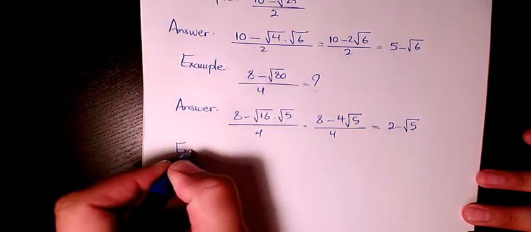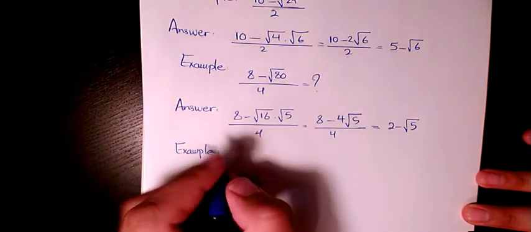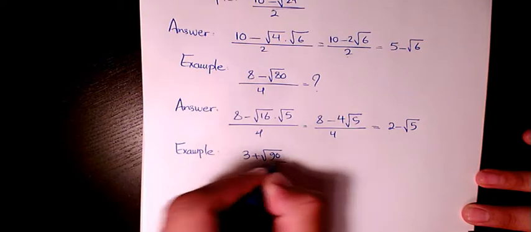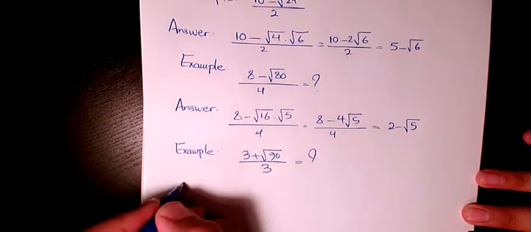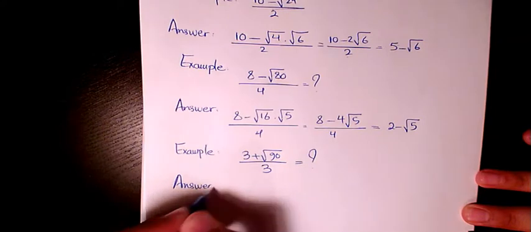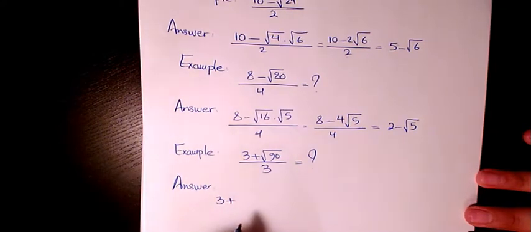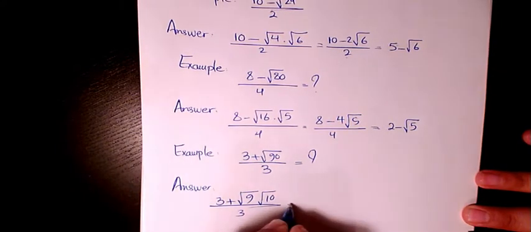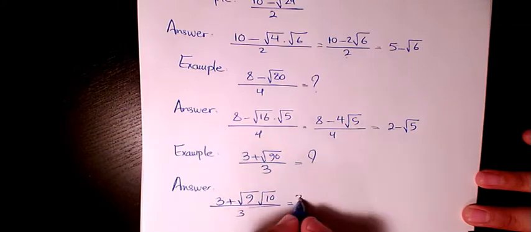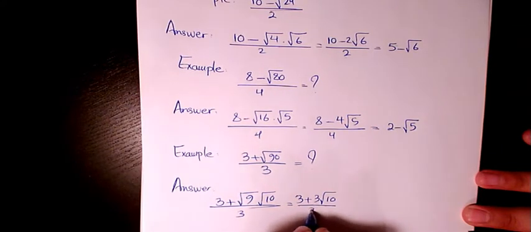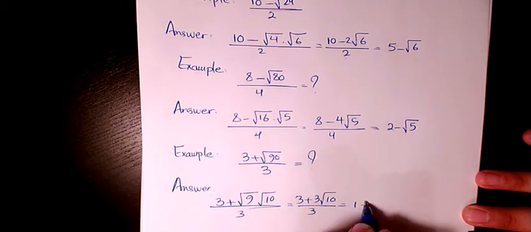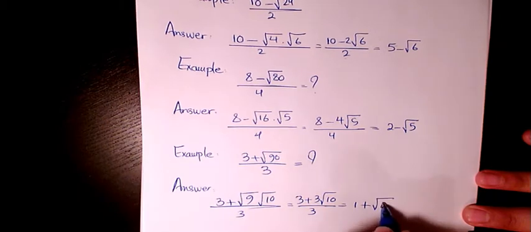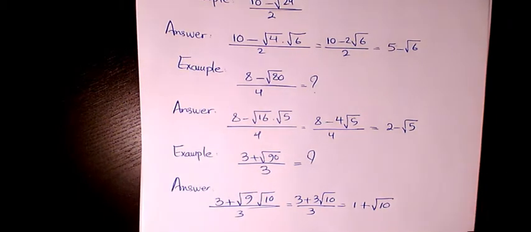Next example. How to simplify 3 plus the square root of 90, divided by 3. The answer is 3 plus, 90 is 9 times 10. So it's going to be the square root of 9 times the square root of 10, divided by 3. The square root of 9 is 3, so it's going to be 3 plus 3 root 10, divided by 3. 3 divided by 3 is 1, plus 3 square root of 10 divided by 3 is going to be just the square root of 10. So that's the final answer.